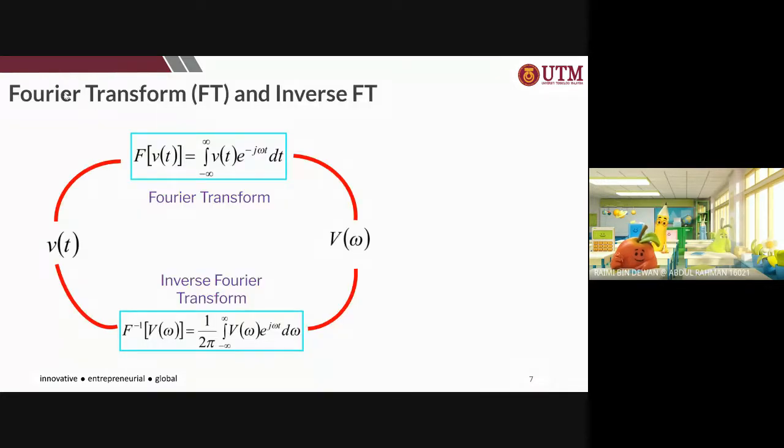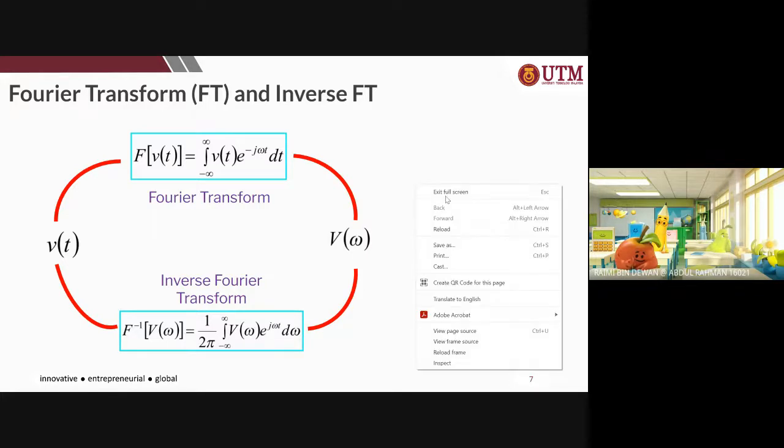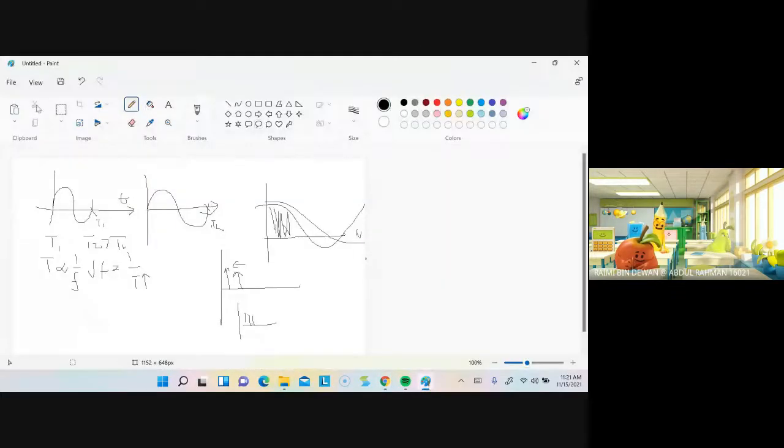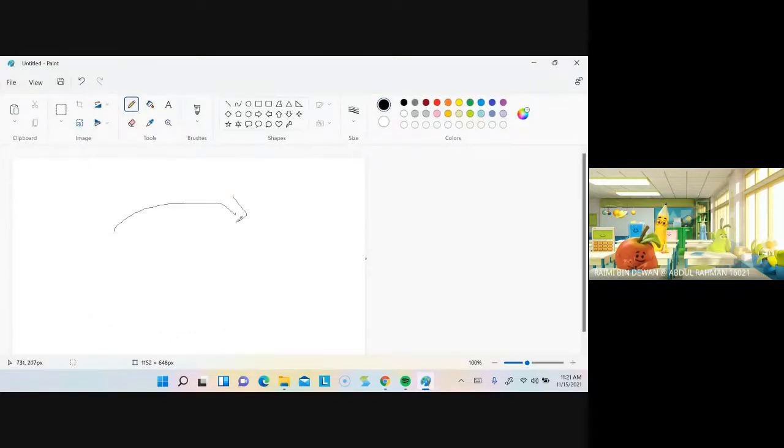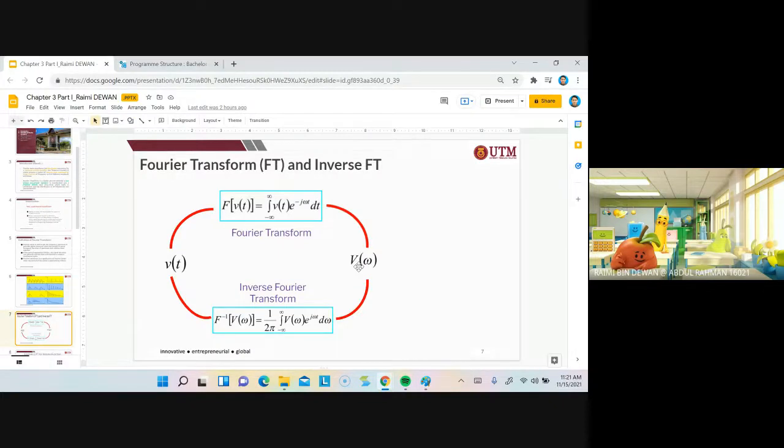So this is a Fourier transform and inverse Fourier transform. You have your vt in the time domain, and you have your V omega in the frequency domain. So there is a process like this. If you have v in your time domain, then you have your big V, you make it capital. You must see the difference: this one is small v, this one is big V.